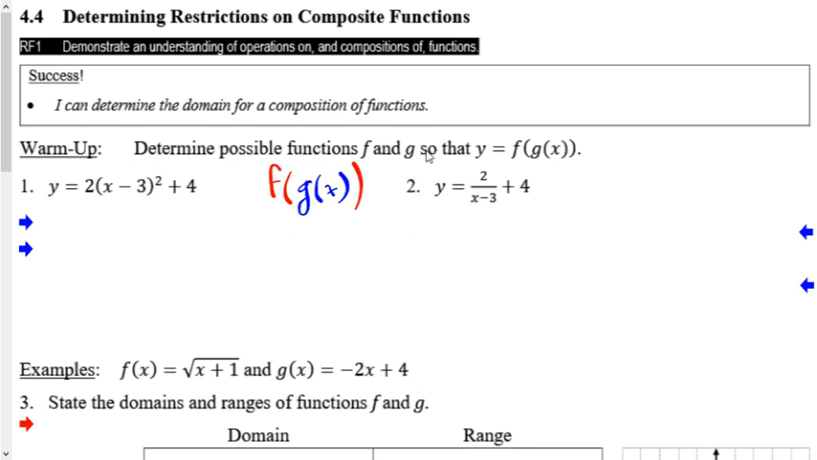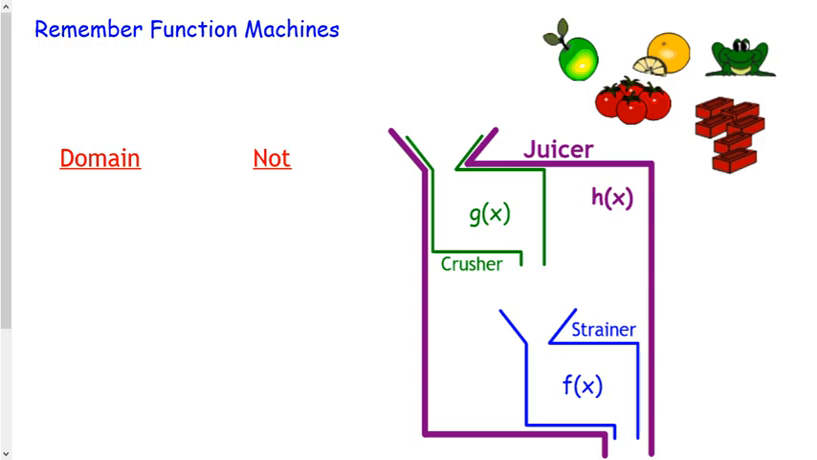Now, just before we get into today's lesson, before we look at the warm-up, just a quick reminder about function machines as we looked at in the previous lesson. So we imagined that we had this juicer, which was the composition of a crusher and a strainer. Any input we would choose would first go into this crusher, and then the crusher would crush it up. We'd get, in this case, apple crush or applesauce that would go down into our strainer, and it would strain it out, and we'd get apple juice out.